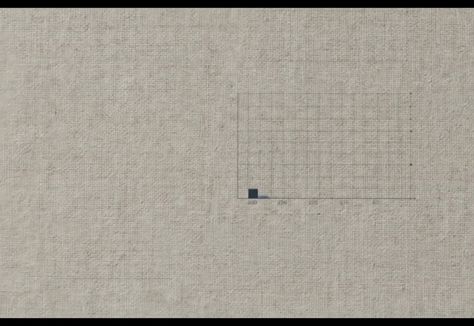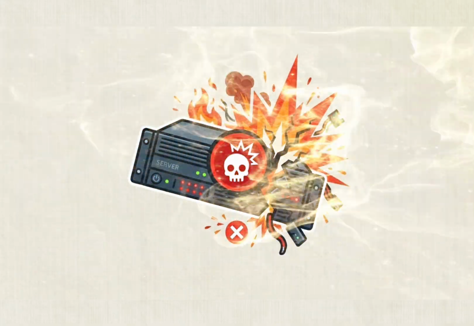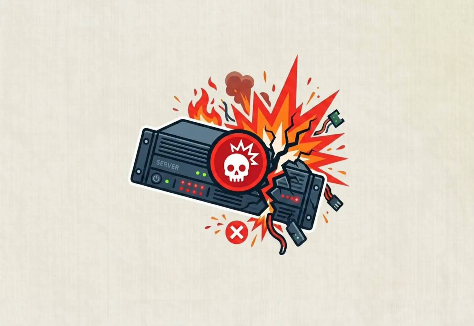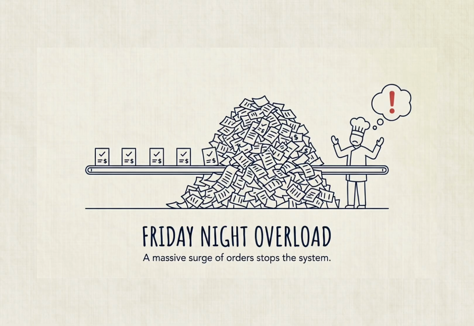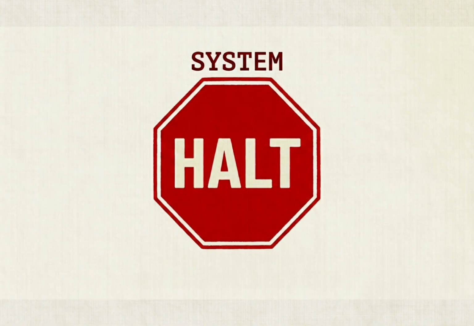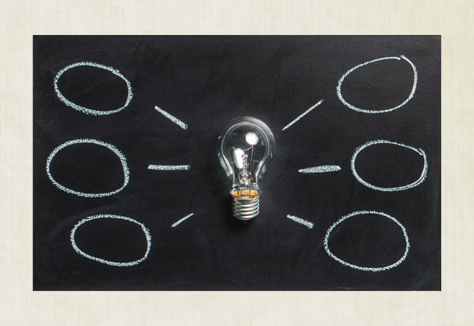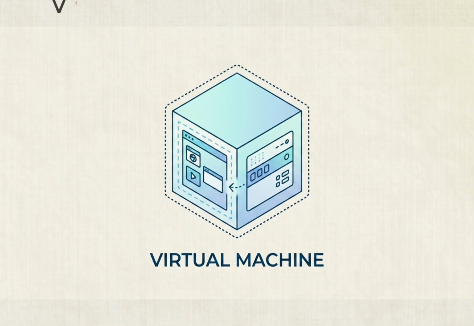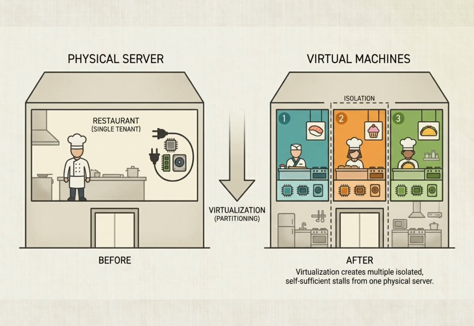If a heavy database report crashed the server, the customer ordering system froze entirely. If a massive surge of orders happened during the Friday dinner rush, the whole system ground to a halt. To solve this, FoodDrop moved to virtualization using virtual machines, or VMs. Virtualization is like converting a large single restaurant building into a shared commercial kitchen complex. Instead of giving one tenant the entire space, we split the physical server into multiple isolated, self-sufficient stalls.